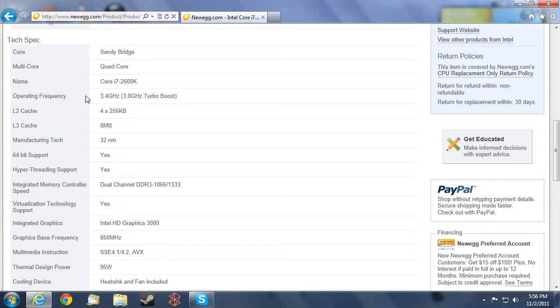So the operating frequency basically tells you how fast the processor is. The faster a processor is, it means it can handle more bits per second. So with 3.4 gigahertz, you're going to be running at like 3.4 billion clock cycles per second, each clock cycle processing X number of bits. So the faster the CPU frequency, the more clock cycles, meaning you can process more information.